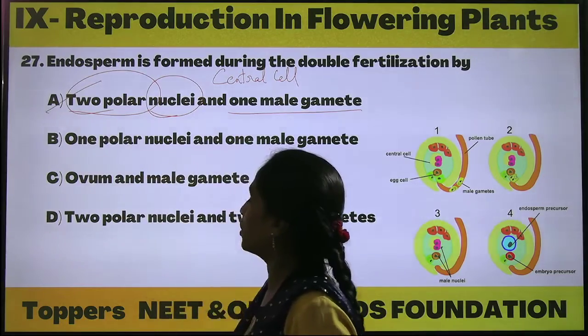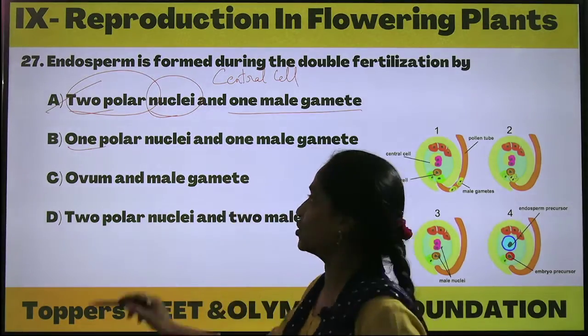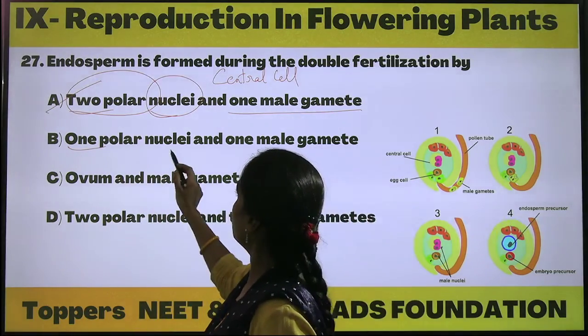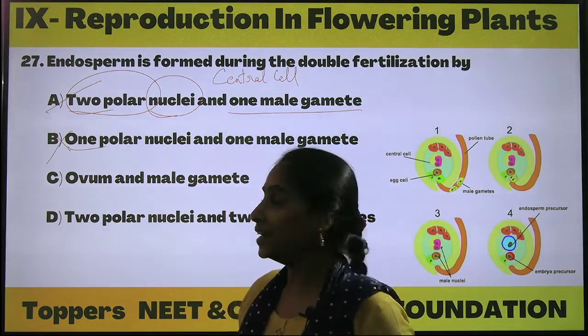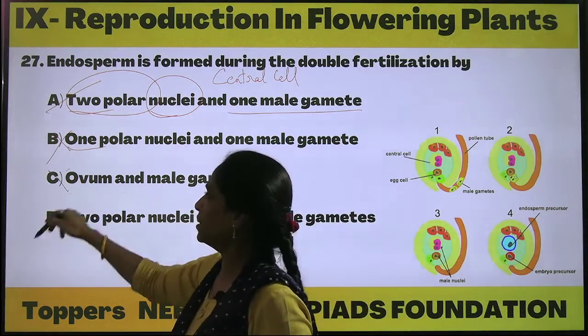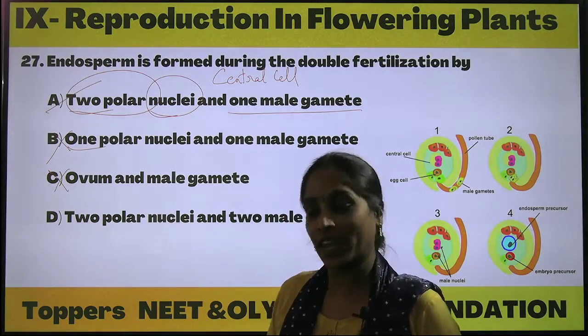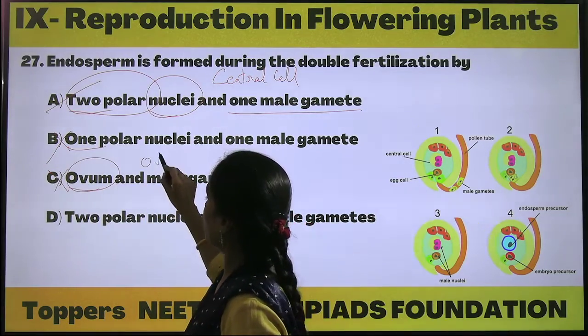One polar nuclei. If it is singular, the singular nucleus can be said. It's not nuclei, nuclei is a plural word. Okay, so one polar nuclei and one male gamete is the wrong option, and ovum is completely wrong. Right. So coming to the flowers, we can observe the gamete is the ovule, not an ovum.